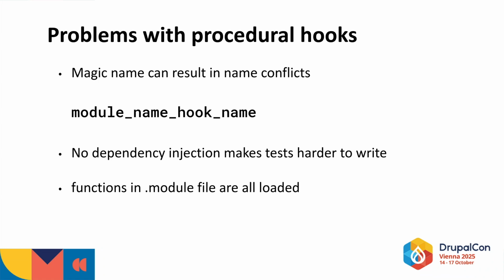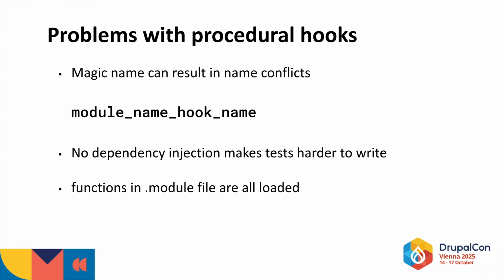Why we want to get rid of the way hooks have been traditionally implemented with procedural hooks is this magic names. So, hook underscore whatever the hook is. And there is a potential for conflict. So if you have something like admin menu, you don't know if the admin belongs to the module name or if it's the admin menu hook. And there's this ambiguity.